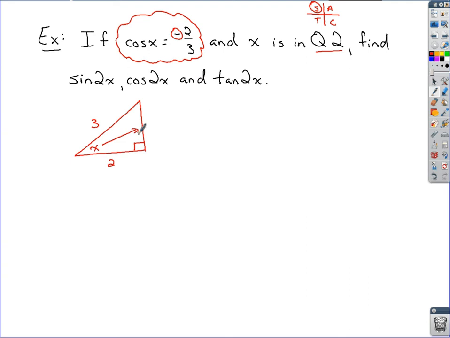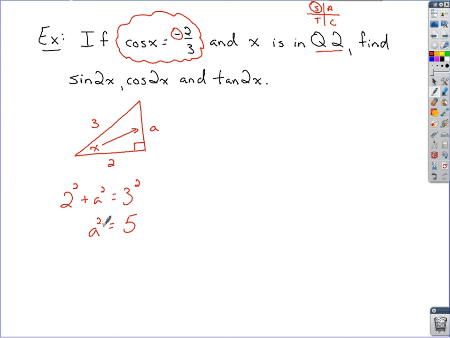Now on this triangle, I don't know what the opposite side is. So I probably need to create a little variable over there. Maybe I'll use a. Don't want to use x because x is my angle measure. If I let that be a and I solve for a, I'd use the Pythagorean theorem. Got 2 squared plus a squared equals 3 squared. Solving for a, well, let's see, 2 squared is 4. I'm going to subtract that over to 3 squared, which is 9. That'd be 5 when I subtract that over, equal to a squared.